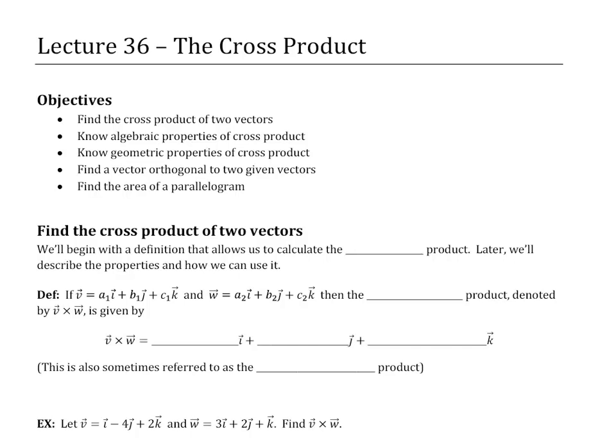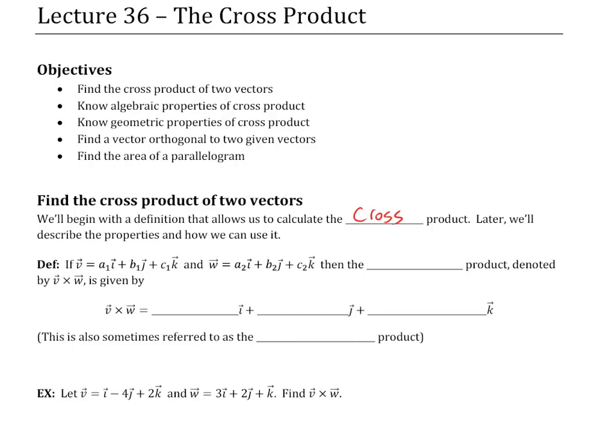In this section, we're going to be looking at the cross product of two vectors. First, we're going to talk about how we find the cross product and then understand what the cross product actually means and how it might be used in some applications. One easy application is what's called the area of a parallelogram. But using the cross product, we also find an orthogonal vector to two given vectors. So we're going to start with a definition that allows us to calculate the cross product. Later, we'll describe the properties and how we can use it.